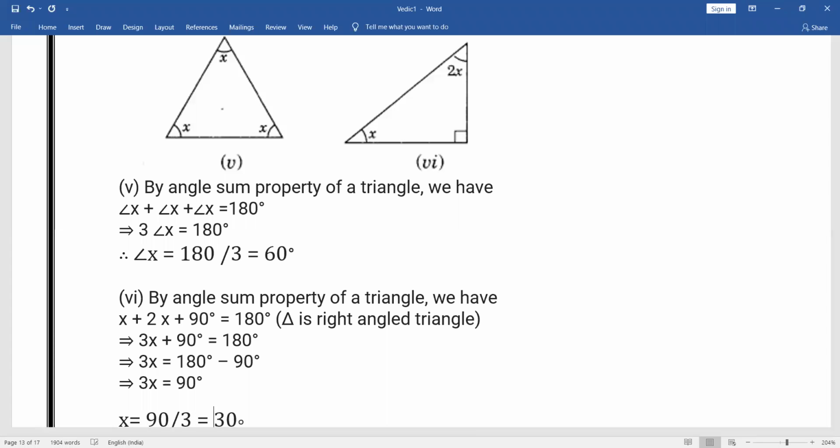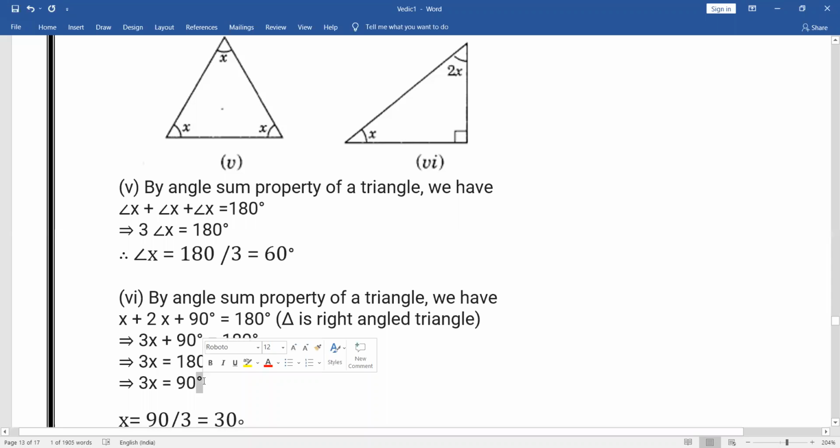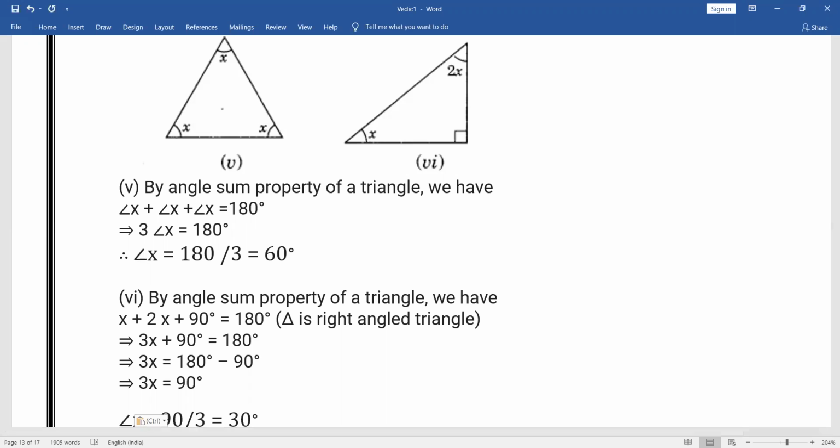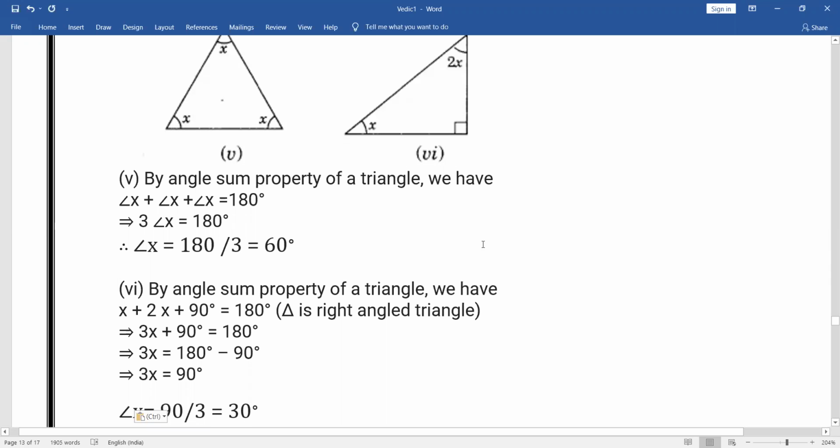Multiplication changes into what? It changes into division. Okay, and when you divide this 90 by 3, the result is 30 degree. Okay, so like this, using the angle sum property, you have to solve your question. This is the first part of your exercise, that is exercise 6.3.